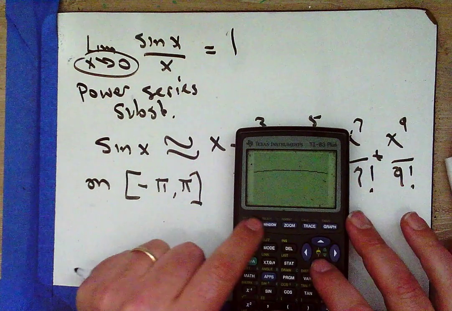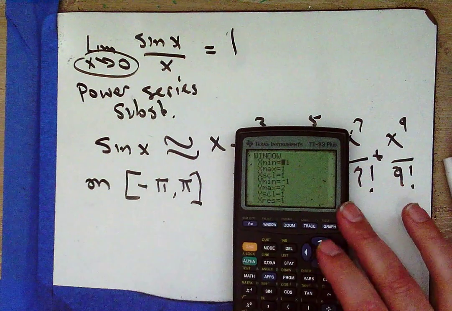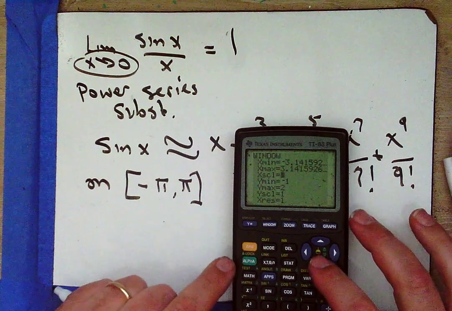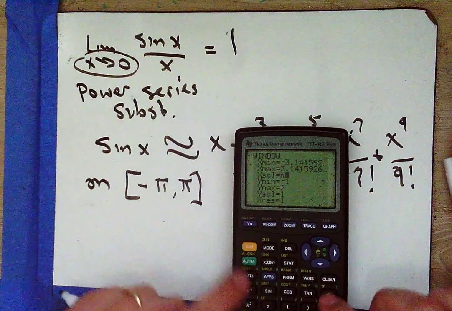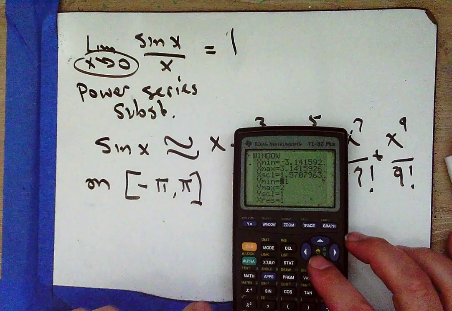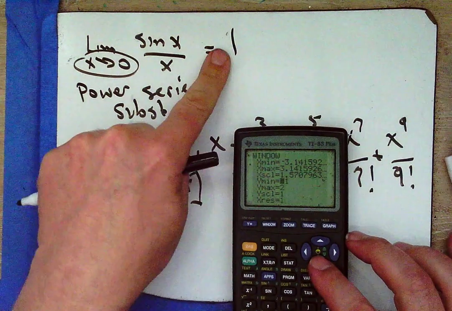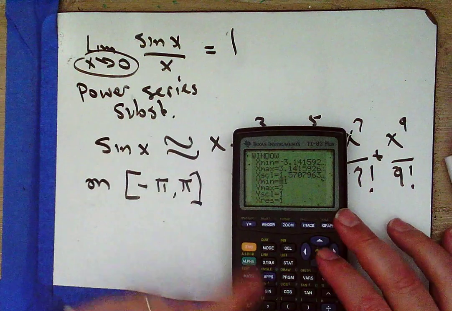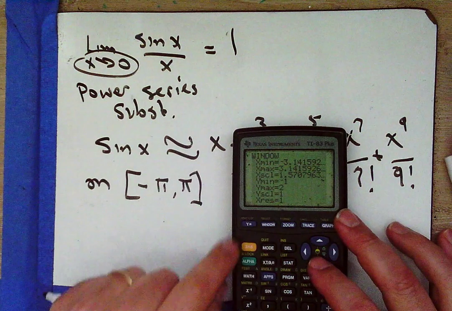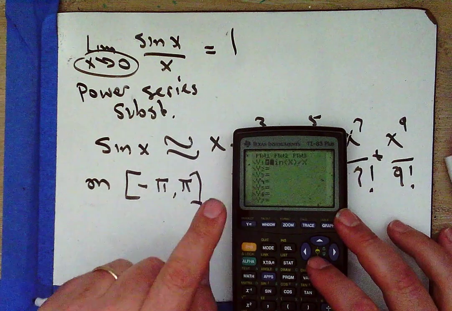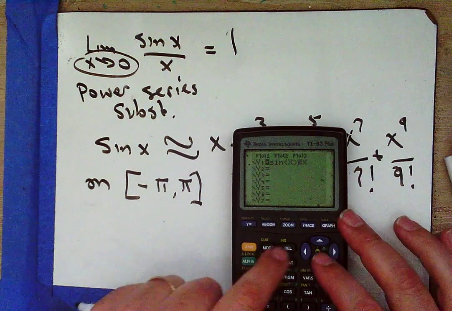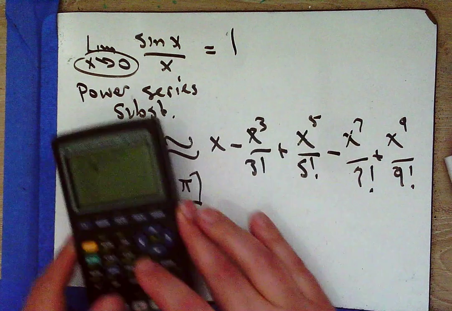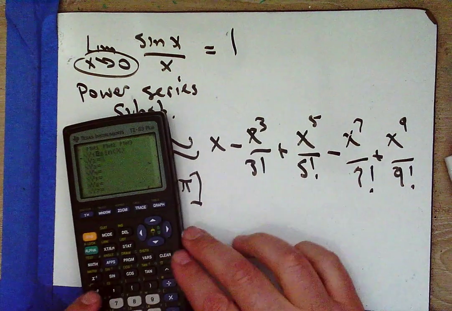Okay, I'm gonna change my viewing window to go negative pi to pi. And let's make this pi over 2. Now, what about the y values? Well, we think that this limit is 0 at 1. So I think negative 1 to 2 should be enough for us, right? Now, over here, I'm going to graph just sine x. And in y2, I'm going to type out this power series.